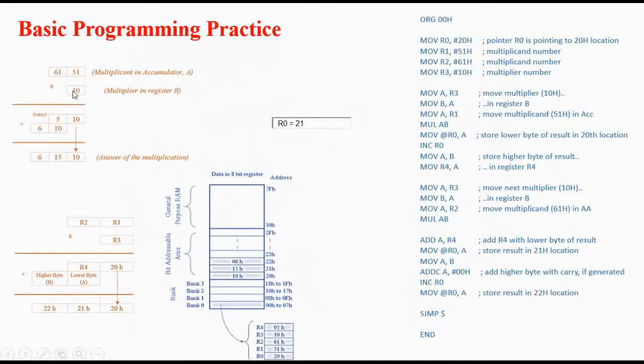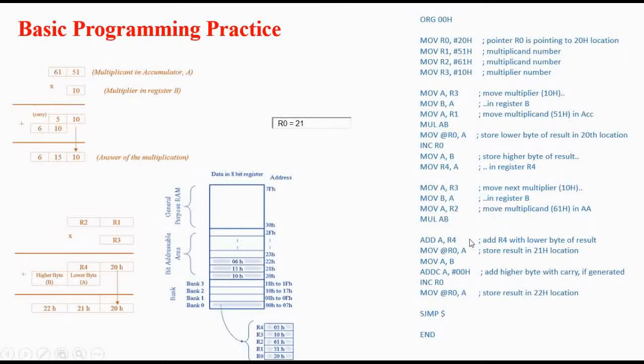Then now the second iteration. Now we have 61 in R2. So the content of R3, that is 10, will get moved into the accumulator. The content of the accumulator will get moved into B. That's why 10, which was there in R3, is now in register B. Then the content of R2, which was 61, will get moved into the accumulator. Now 10 and 61 both will get multiplied, MUL AB. So if both are multiplied, the lower byte will be there in A and the higher byte will be there in B, that is 6.